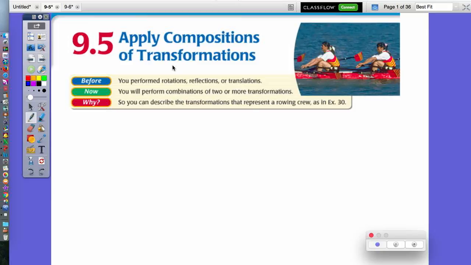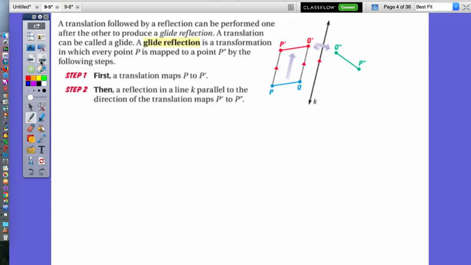So also, every combination of these is going to mean that the figure is still going to be congruent to the original figure. So once again, the new image will be congruent to the pre-image, is the way you'll see that written mathematically. So I'm going to skip through these warm-up exercises and first go through a glide reflection.